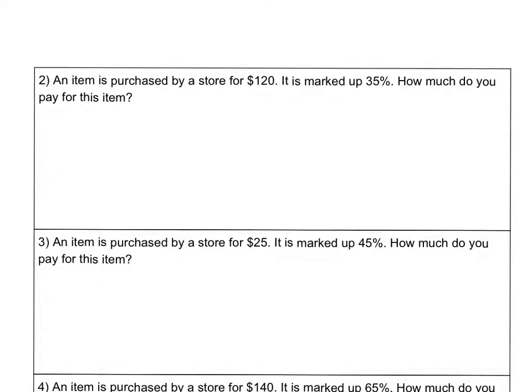Okay, so we're going to do the second problem. We're going to set up the proportion, but I'm also going to do this with an equation. An item is purchased by a store for $120, and it's marked up 35%. So we're going to go ahead and put that into a proportion. The store bought it for $120.